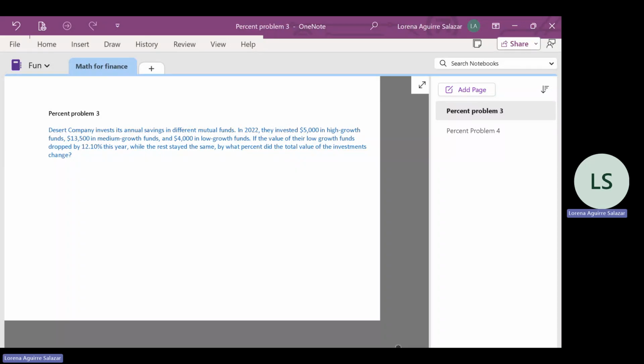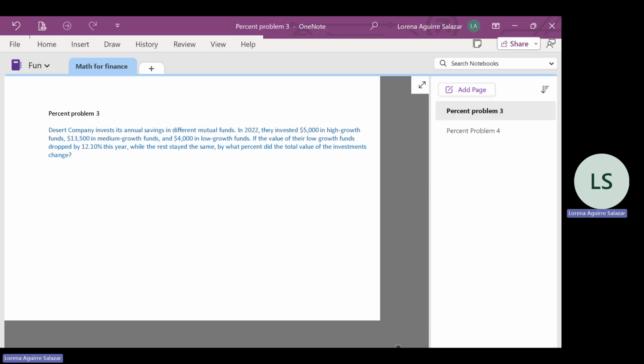Here we have that Desert Company invests its annual savings in different mutual funds. In 2022, they invested $5,000 in high growth funds, $13,500 in medium growth funds, and $4,000 in low growth funds. If the value of their low growth funds dropped by 12.10% this year, while the rest stayed the same, by what percent did the total value of the investments change? And we need to round the answer to 2 decimal places.